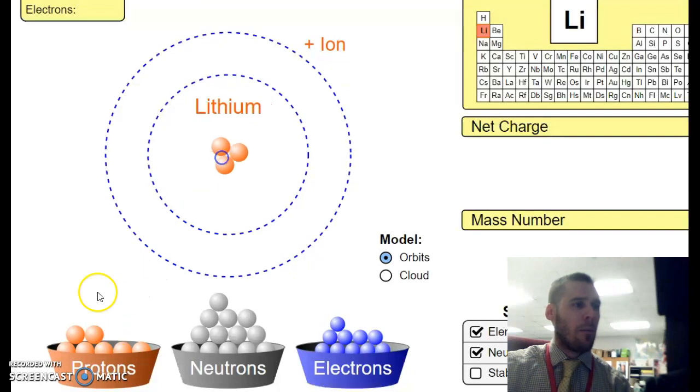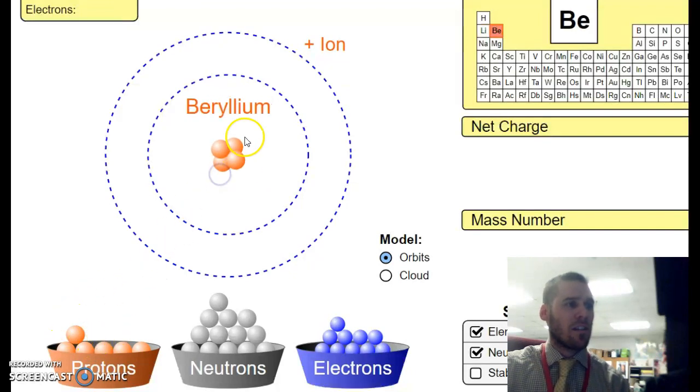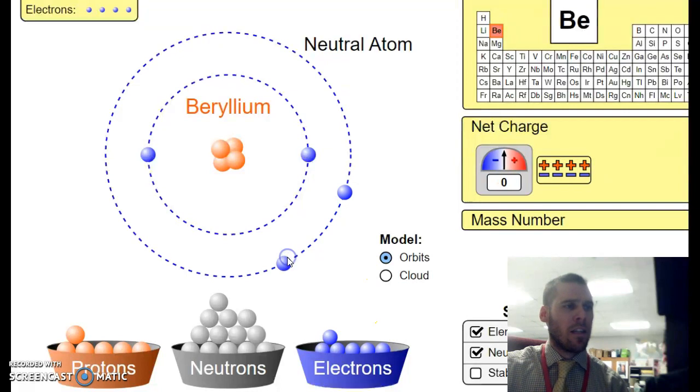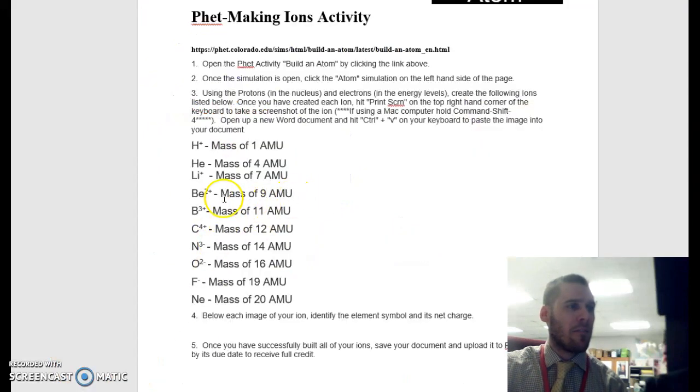Remember, our beryllium atom must have 4 protons. If it doesn't, it is no longer beryllium. Next thing I'm going to do, because I did have a charge of 4+, I want to make sure that that will be a neutral atom. So I'm going to add 2 electrons in the first energy level, 2 electrons in the second energy level. This is now neutral. But remember, for this assignment, I gave you a charge, so it needs to be 2+.